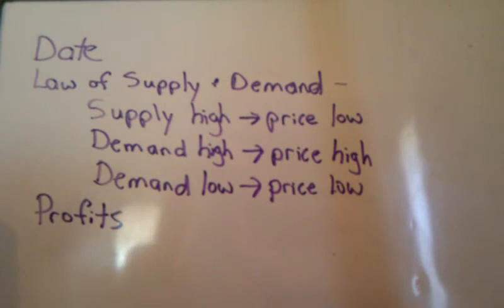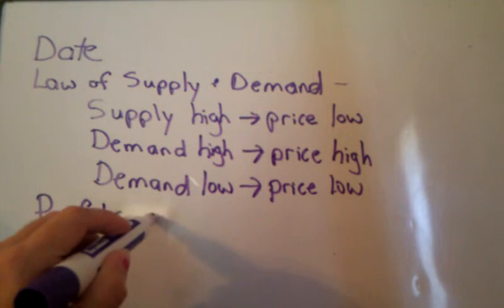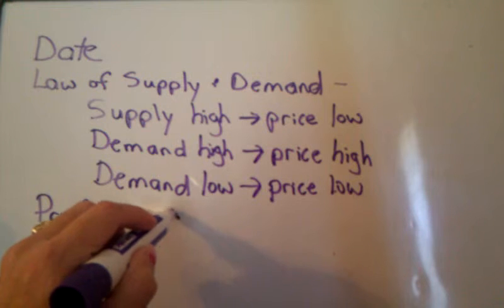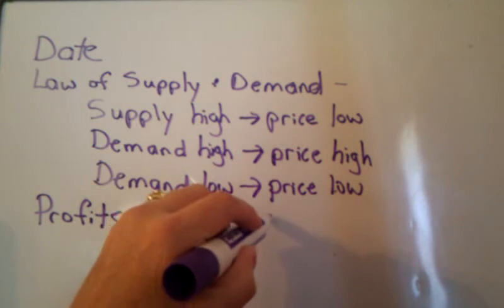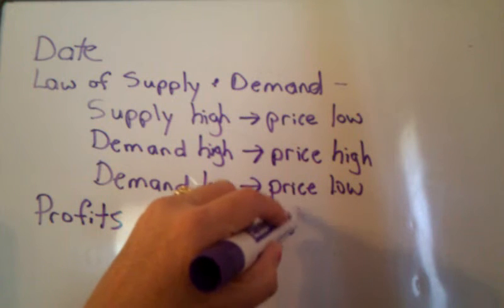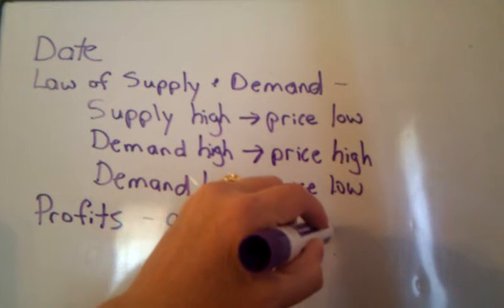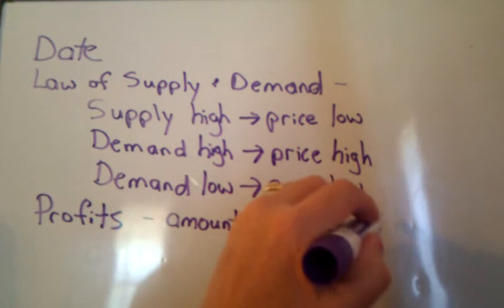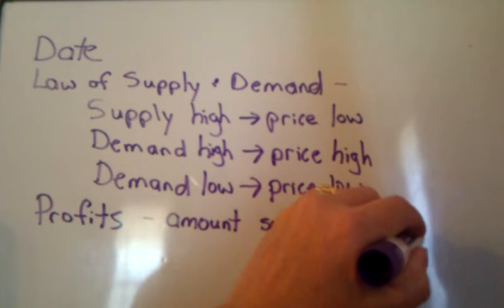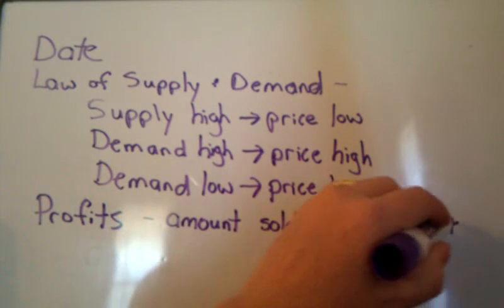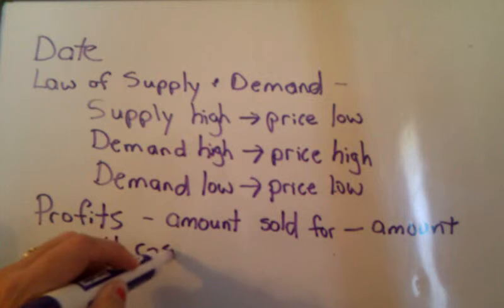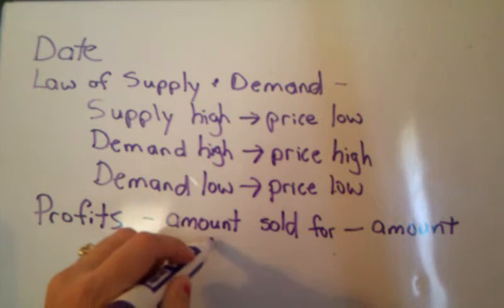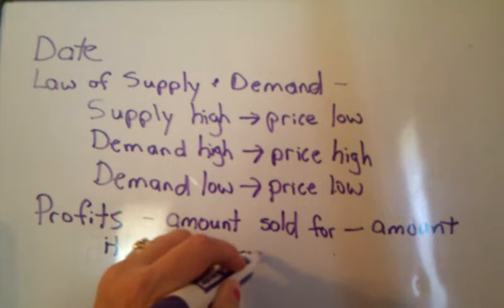Okay, so a profit is the amount you sell it for minus the amount it cost you to make it.